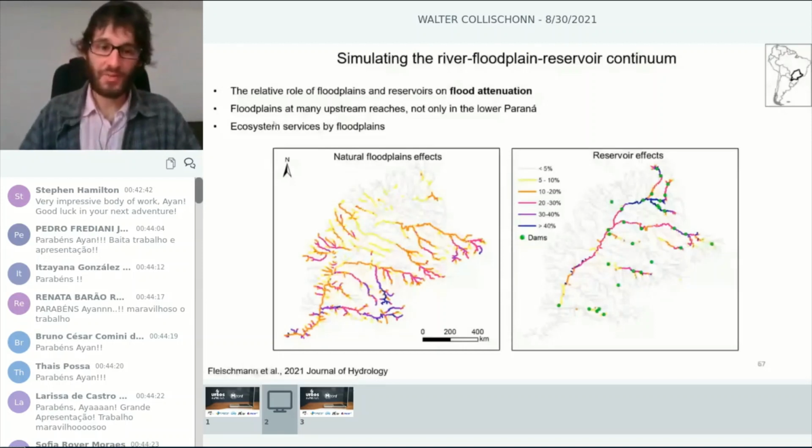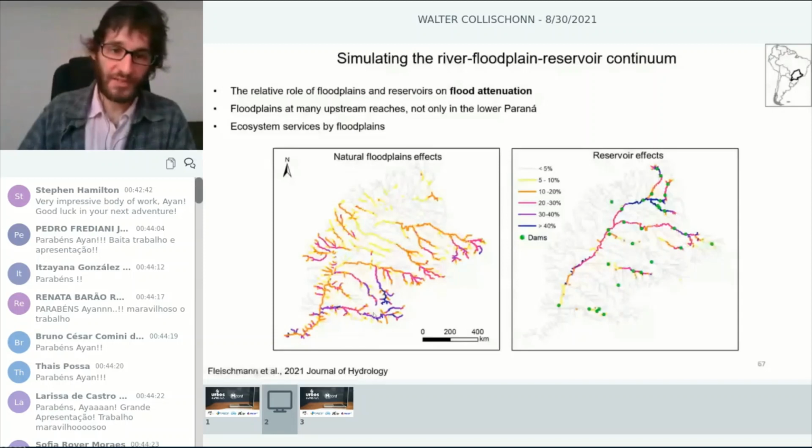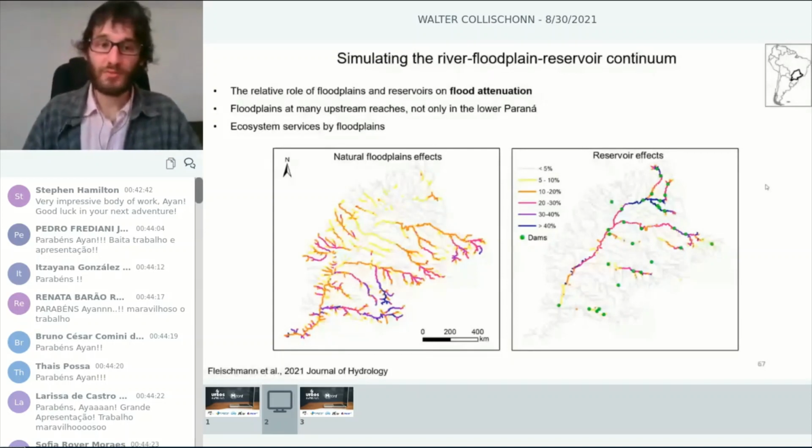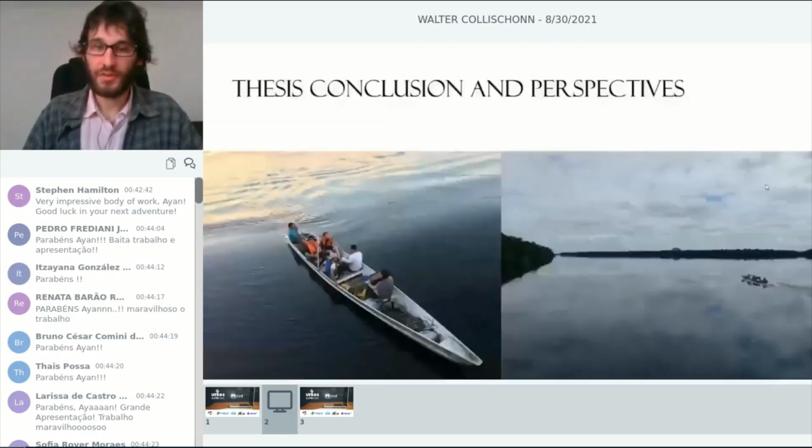So basically here, when you look at the floodplain effects, we see for the basin that it has a lot of important effects on the upper reaches and along the very lower reaches. And the reservoirs have a main effect along the main tributaries. In other words, they have a complementary role. Floodplains and reservoirs have a complementary role in attenuating floods across the basin.